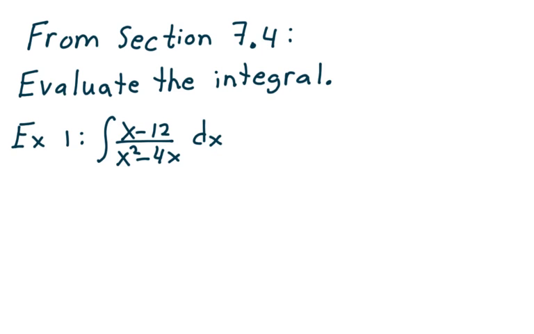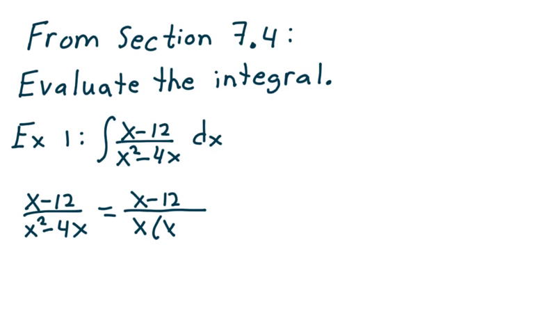So in example 1, we have the integral of (x - 12) over (x² - 4x) dx. What we're going to do is take (x - 12) over (x² - 4x), and I'm going to factor the denominator into the following. The numerator is x - 12. The denominator is x times (x - 4).